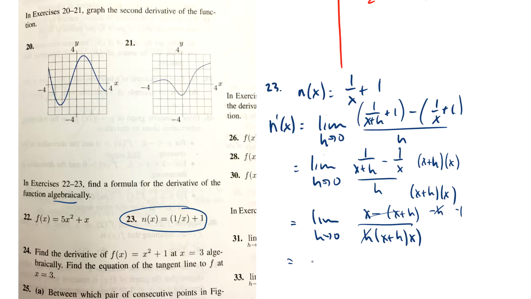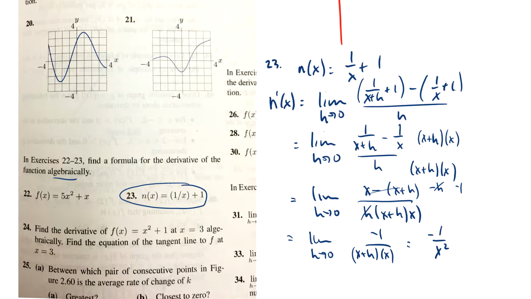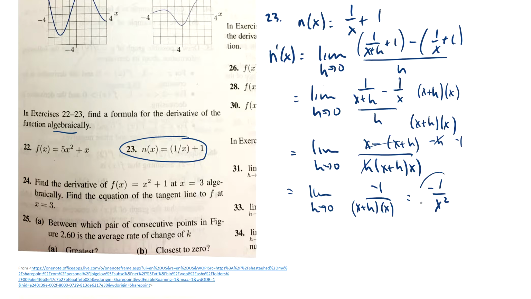And so then that's going to cancel with that h. So I get negative 1 on the top. On the bottom I get x plus h times x. And as h goes to 0, that becomes a negative 1 over x squared. Okay, so that's my formula for n prime.